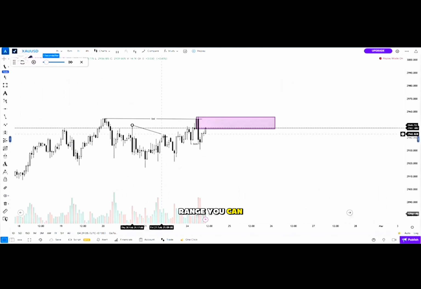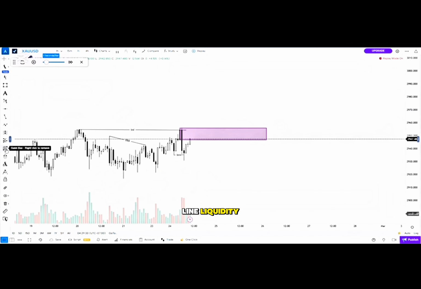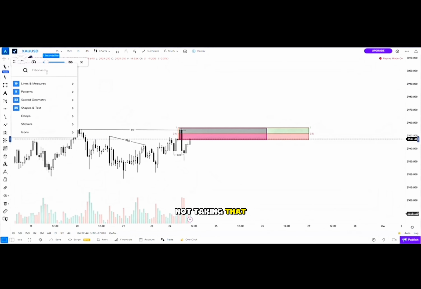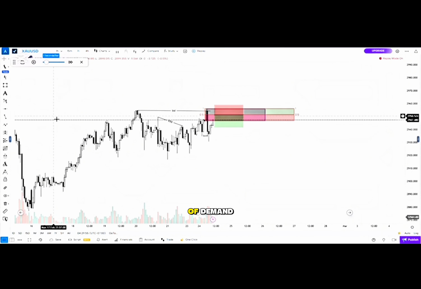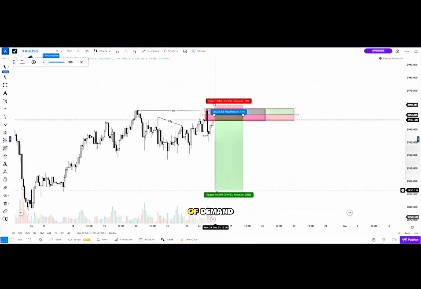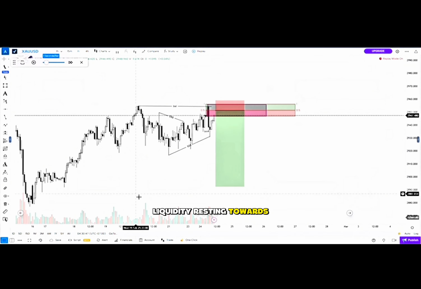So inside the range, you can see there is also the trend line liquidity. As prices sweep this trend line liquidity, the price has taken out the recent swing high, also known as our buy-side liquidity. So we'll just take the 50% of that demand because we are not taking that much risk on this trade. And this is also known as the aggressive entries. Prices often come to the 50% of demand. So we'll take the 50% of our demand, and our target will be the trend line liquidity resting towards the downside. So this is the trend line liquidity resting towards the downside.